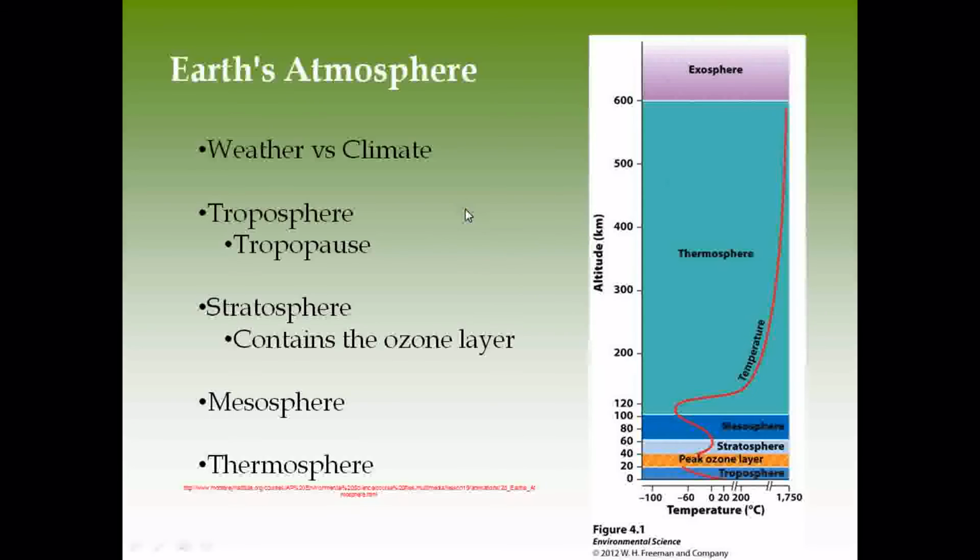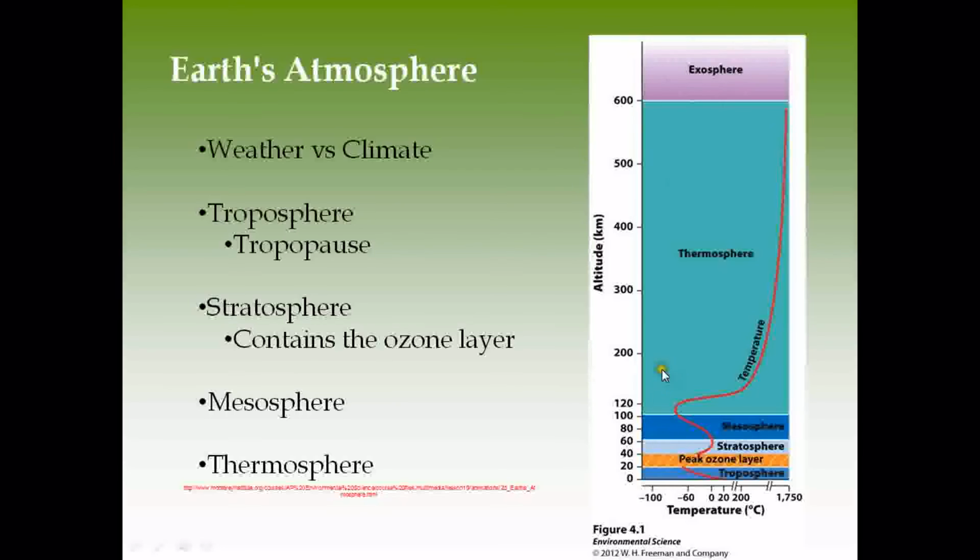This is a diagram you need to memorize. You need to know all of the layers of the atmosphere. Now, we already talked about the difference between weather and climate. Climate is long-term weather. It's weather over years and years of time. And we measure climate basically with two parameters, temperature and precipitation.